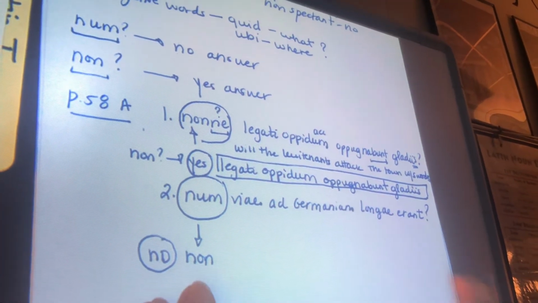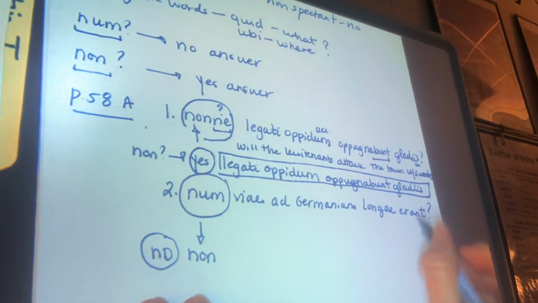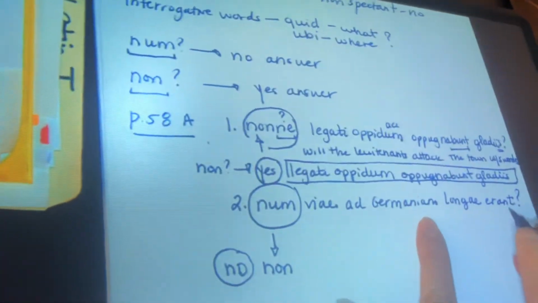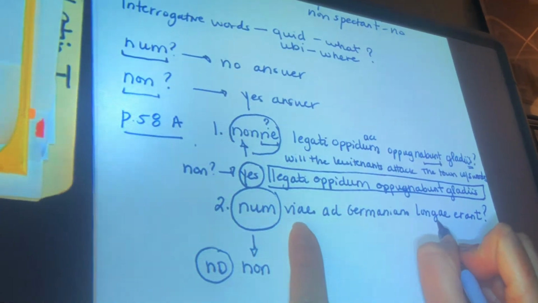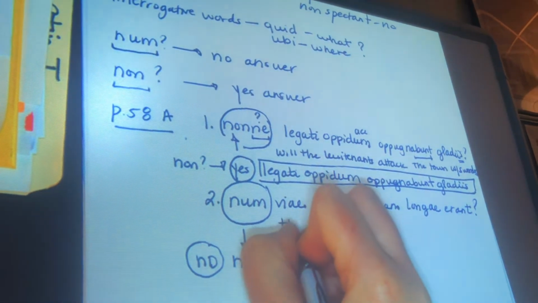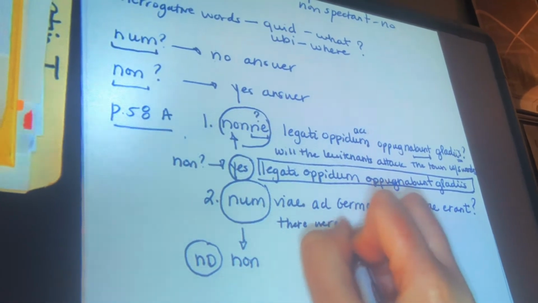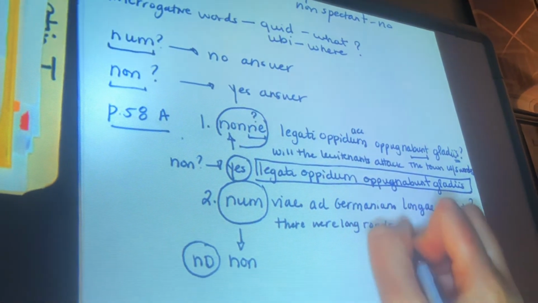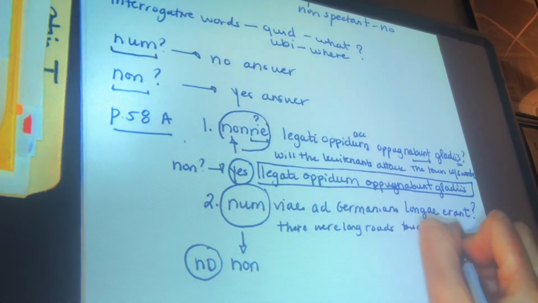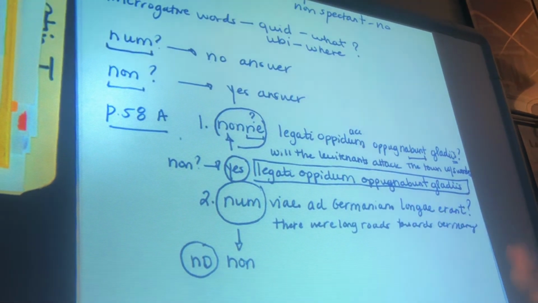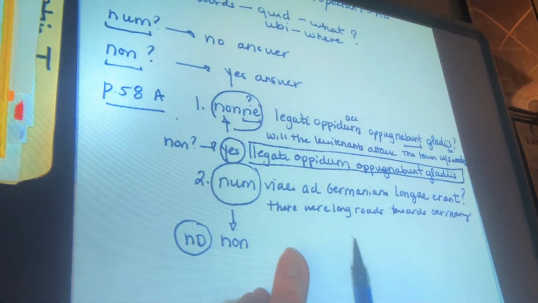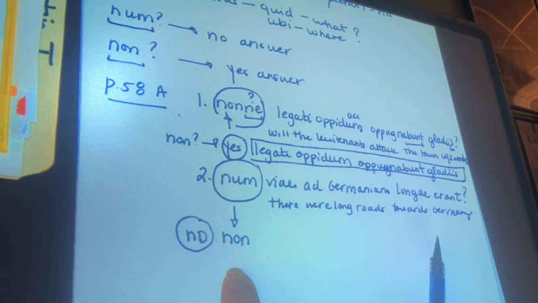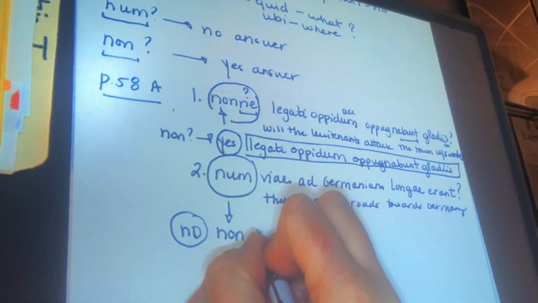And then before we can really restate, let's see what this says. Ad Germaniam, towards Germany. So there were what? Long roads. Yeah, towards Germany. I know that I can translate that much more quickly than you can, so that's okay if you can't quite. So you want to say no. There were not long roads towards Germany. So non and then restate.